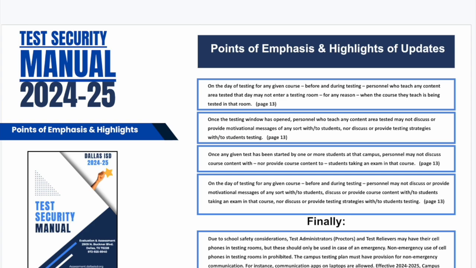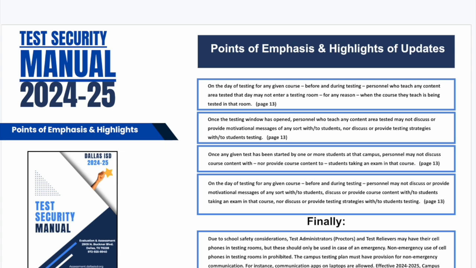Once any test has been started by one or more students at that campus, personnel may not discuss course content with nor provide course content to students taking an exam in that course. Page 13. On the day of testing for any given course, before and during testing, personnel may not discuss or provide motivational messages of any sort to students, discuss or provide content with or to students taking an exam in that course, nor discuss or provide testing strategies with or to students testing.